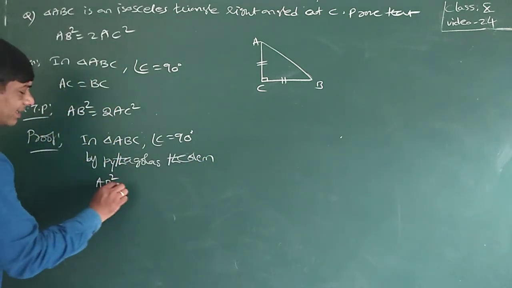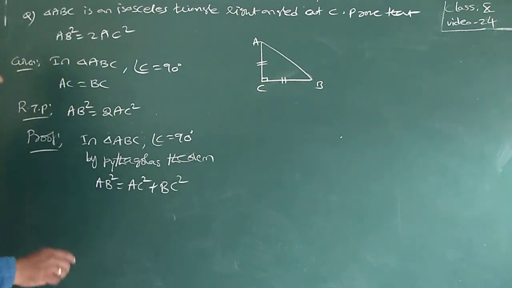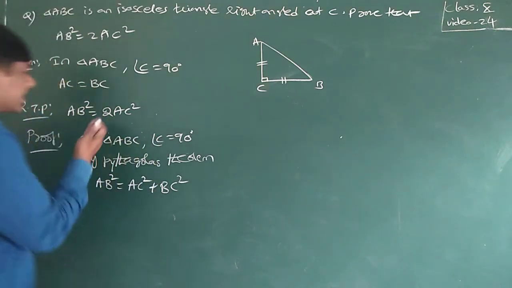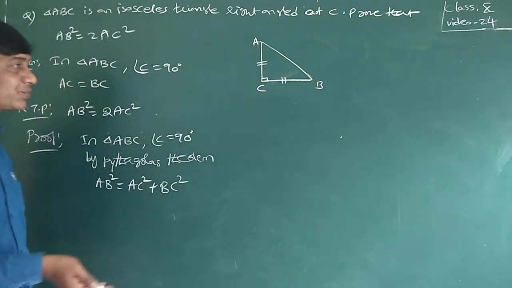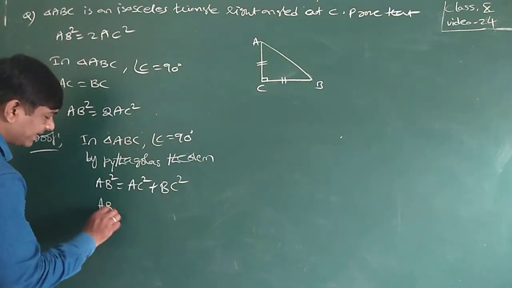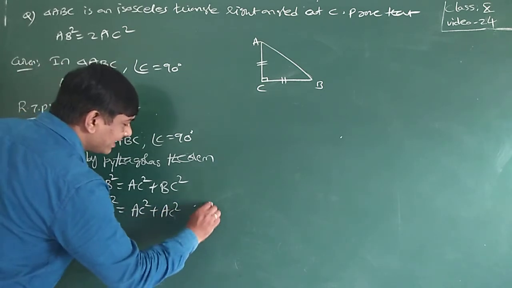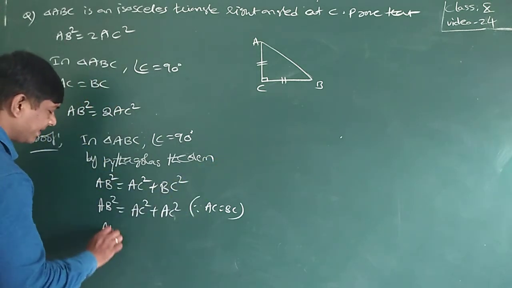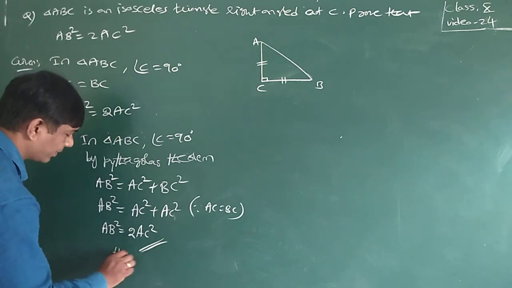AB square is equal to AC square plus BC square. But already we know that AC and BC are equal. As per my requirement, AC is needed, so BC is replaced with AC. If they ask to prove for BC square, then AC is replaced with BC. So AB square is equal to AC square plus AC square. Since AC is equal to BC, you can replace as you require. So AB square is equal to 2 times AC square, hence proved.